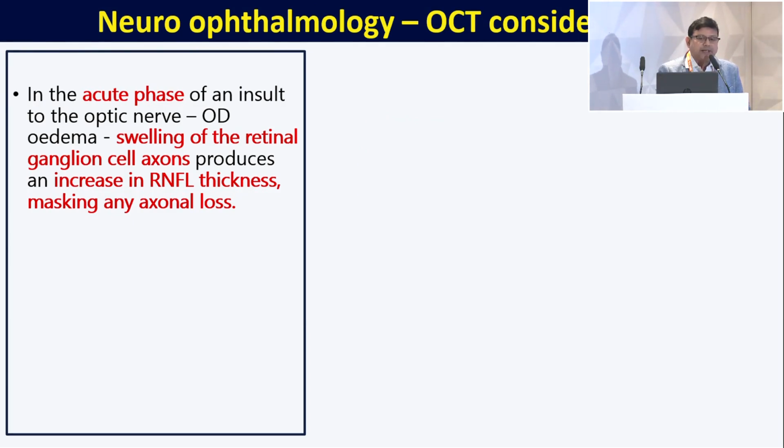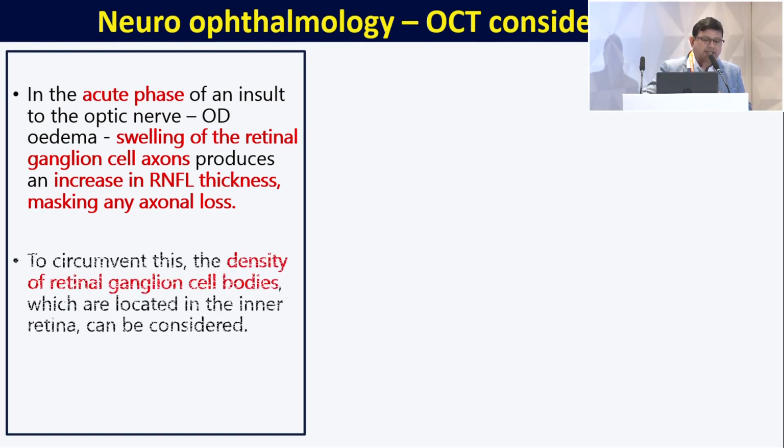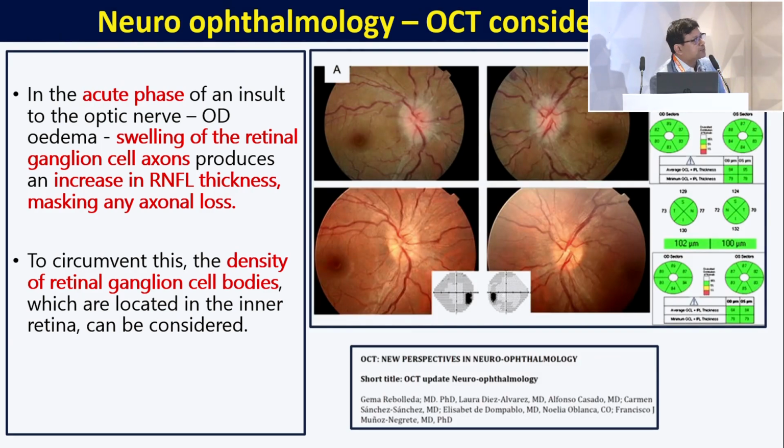So this is probably a case where there is optic disc edema causing swelling of the retinal ganglion cell axons, which causes an increase in the RNFL thickness, which masks any axonal loss. So to circumvent this, the density of the retinal ganglion cell bodies, that is, you should probably rely on GC-IPL. Why? Because look at this. This is a case of optic disc edema. You can see the RNFL is abnormally thickened, but look at the GC-IPL. It's normal. When the edema subsides, look, the RNFL comes back to normal, but the GC-IPL remains normal.